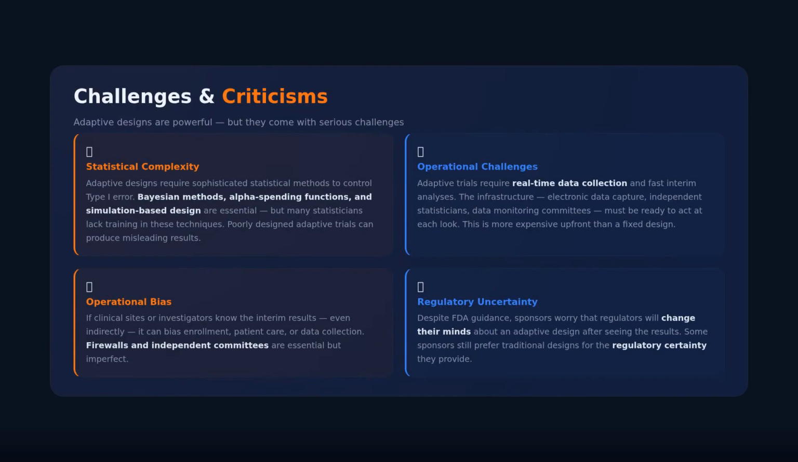Adaptive designs have challenges. Statistical complexity: they require sophisticated methods to control error rates. Operational challenges: real-time data collection and fast analyses require advanced infrastructure. Operational bias risk: if sites see interim results, it can bias enrollment. Regulatory uncertainty: some sponsors still prefer traditional designs for certainty.